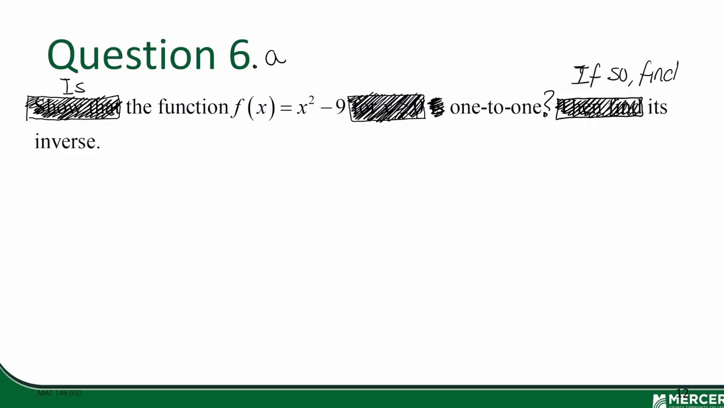So then what you have to do is look at the function and decide, is it 1-to-1 or not? If it is, you have to prove it. If it's not, you have to provide me a counterexample showing that it's not.